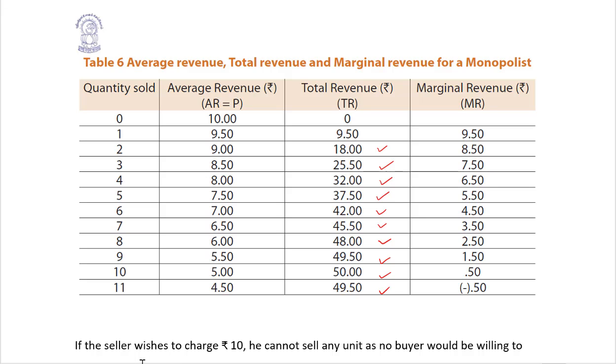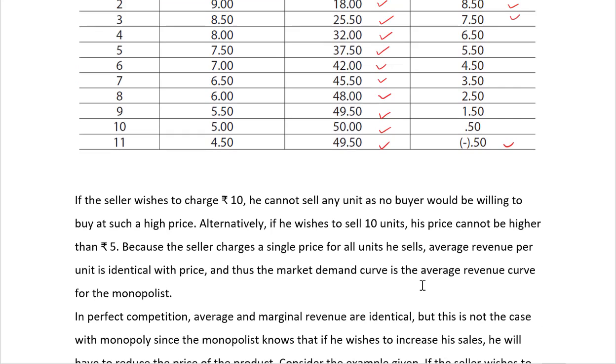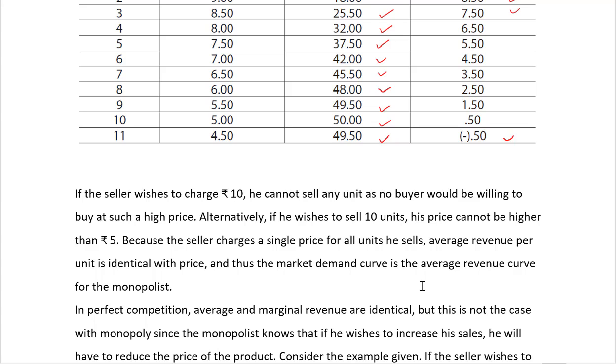Marginal revenue, that is change in total revenue. Over here it is 9.5, then 8.5, then 7.5 and so on. Over here it is minus 0.5, that is minus 50 paisa. If the seller wishes to charge rupees 10, he cannot sell any unit, as no buyer would be willing to buy at such a high price. Alternatively, if he wants to sell 10 units, the price cannot be higher than rupee 5.